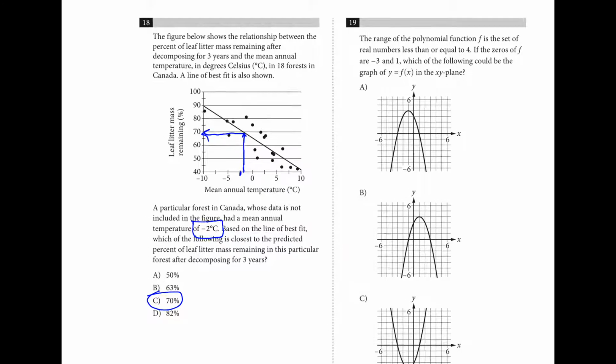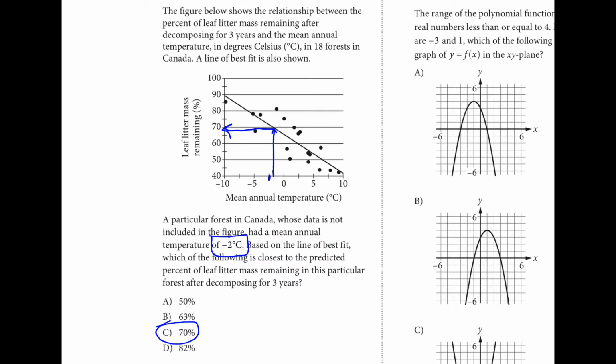This problem somewhat breaks the pattern that there's a 3 here at the end, and you might be tempted to go up from 3. But if you read carefully, you can figure out which is the input and which is the output. And years is nowhere on the x or y axis. So we're actually going to be inputting degrees to get a value of leaf litter mass remaining. And C, 70%, is closest to right here at -2.